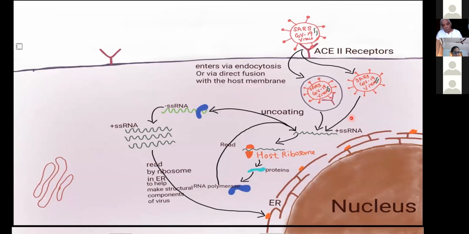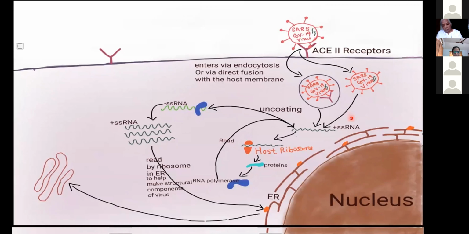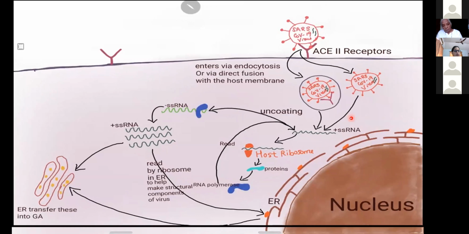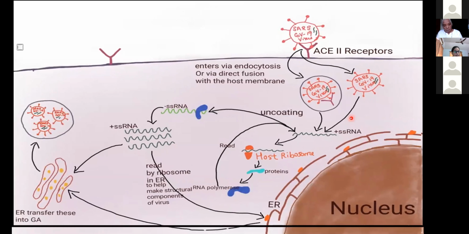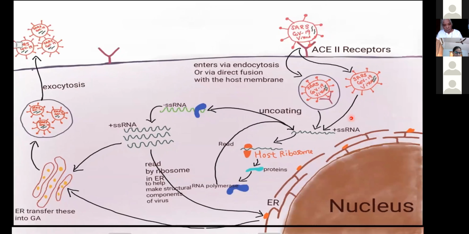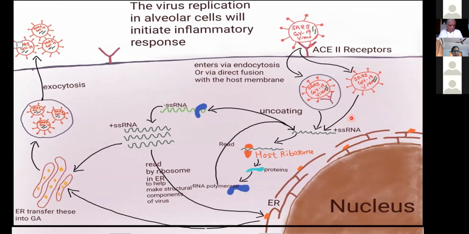In order to help them make the structural components of the virus, after which it is transferred to the Golgi apparatus along with the positive sense single-stranded RNA to produce many coronaviruses, which exit the cell via endocytosis. And these COVID viruses go and infect other cells. Now, what is the significance of saying all this? It is nothing but the viral replication in the alveolar cells initiates the inflammatory response.